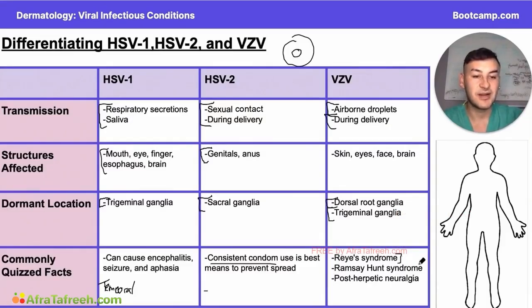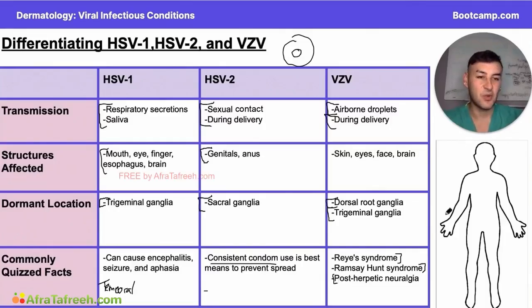In VZV, we talked about Reye's syndrome, never giving aspirin to a child with chickenpox. We talked about Ramsay-Hunt syndrome, which was the facial droop, as well as Hutchinson's sign on the nose. And then we talked about post-herpetic neuralgia, which was persistent pain after infection of a dermatomal distribution with shingles, and that the best way to prevent that is early valacyclovir therapy.